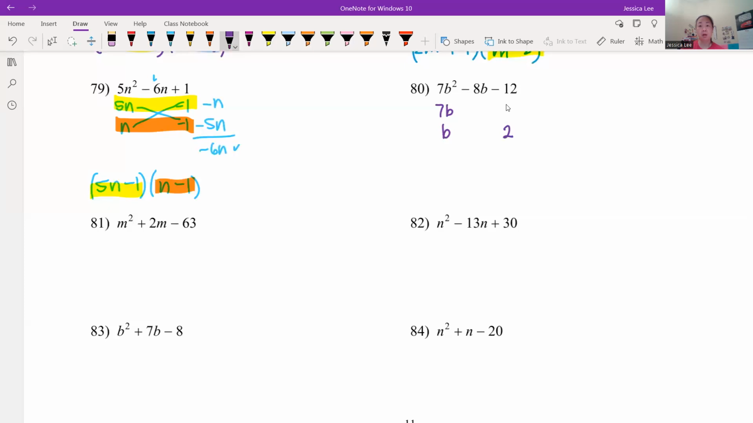I'm going to try 2 on the bottom and 6 on the top. So if I put 6 on the bottom, then I have to multiply with 7. I know that's going to be like 42, way too big. So 6 times b is 6b. And 7b times 2 is 14b.